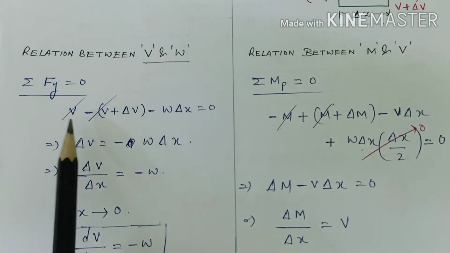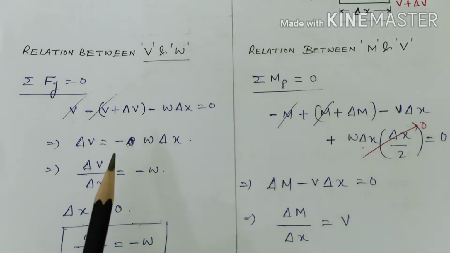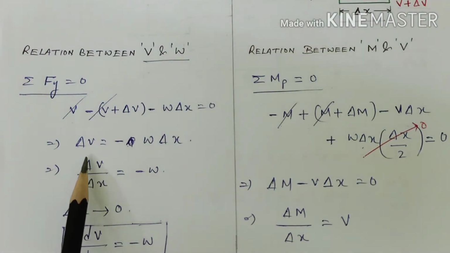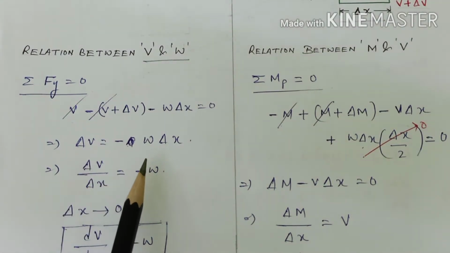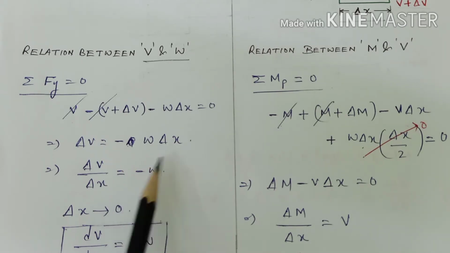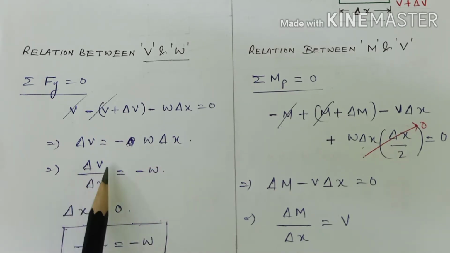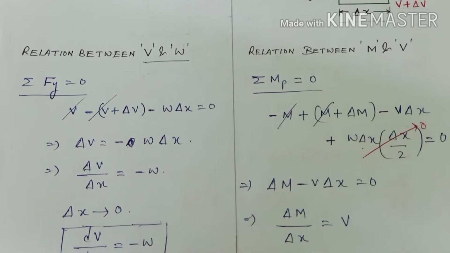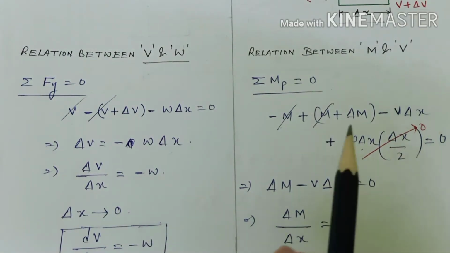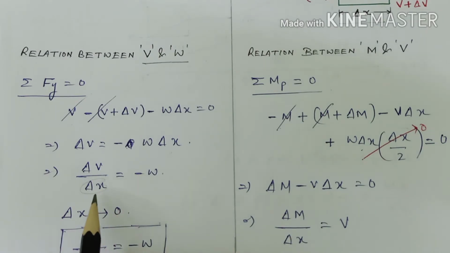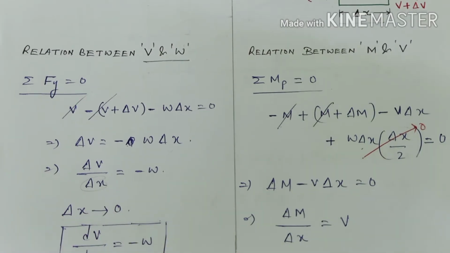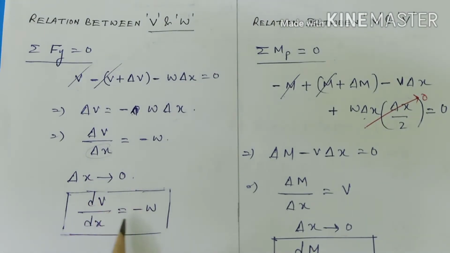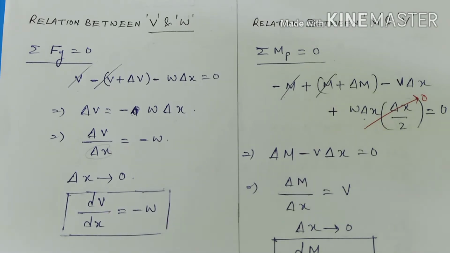So V and this minus V will get cancelled, so we'll be only left with delta V, which will be equal to minus W delta x. Okay, so delta V upon delta x will be minus W. So we know as the value of delta x is very small, it will be tending to 0. So in the limit form we can write this.